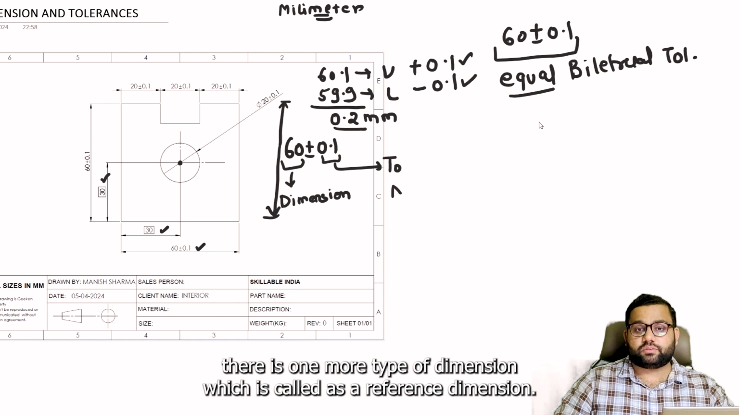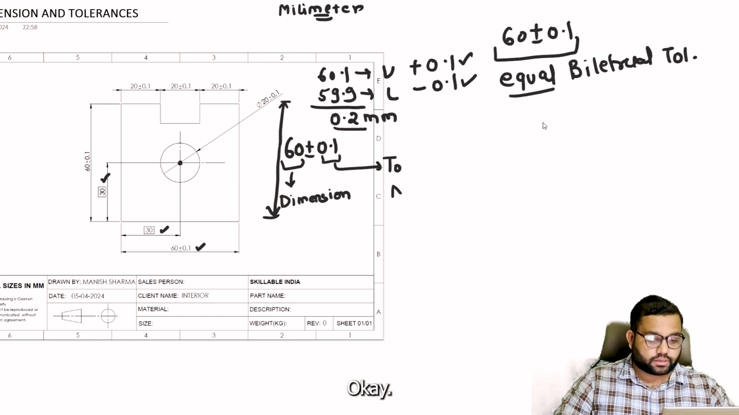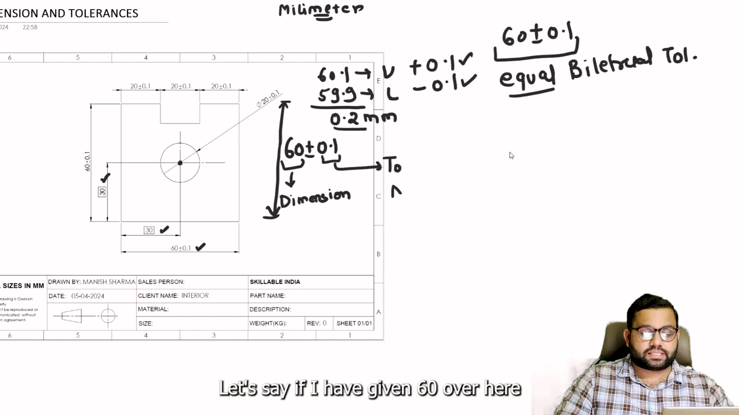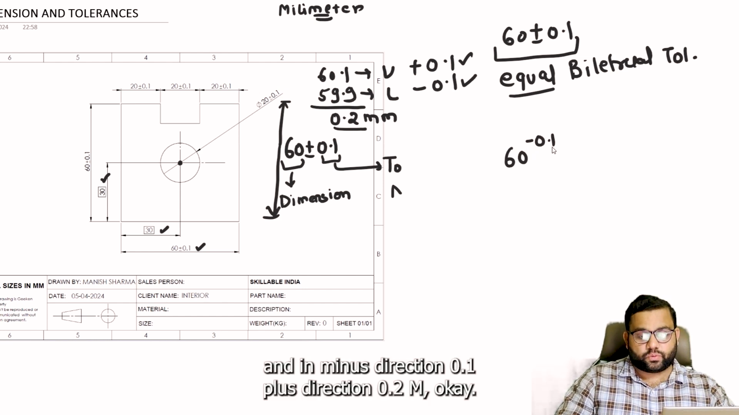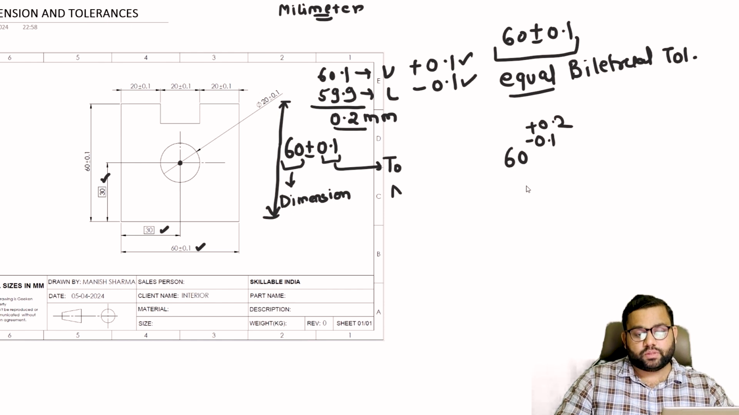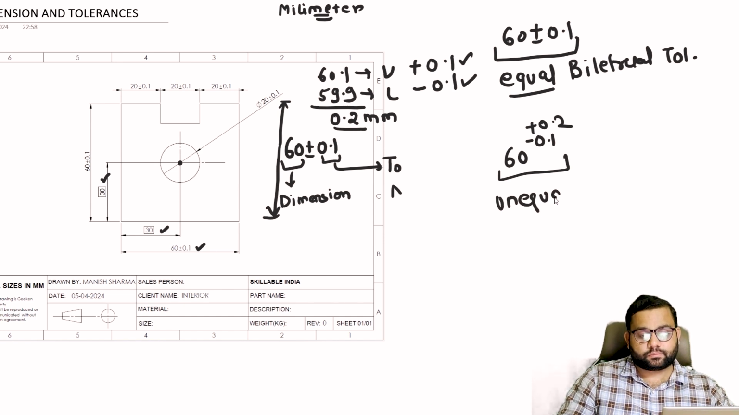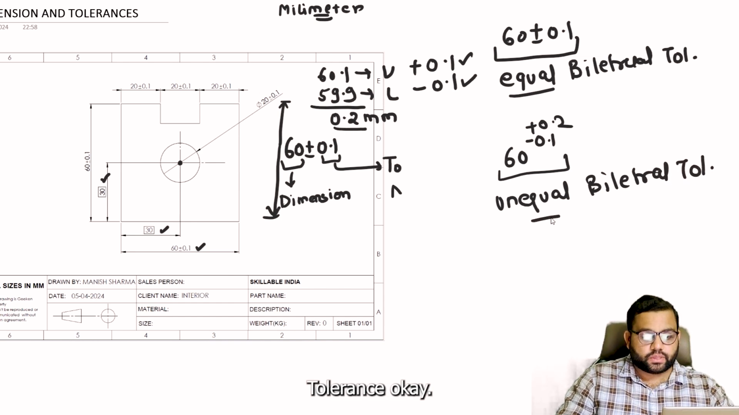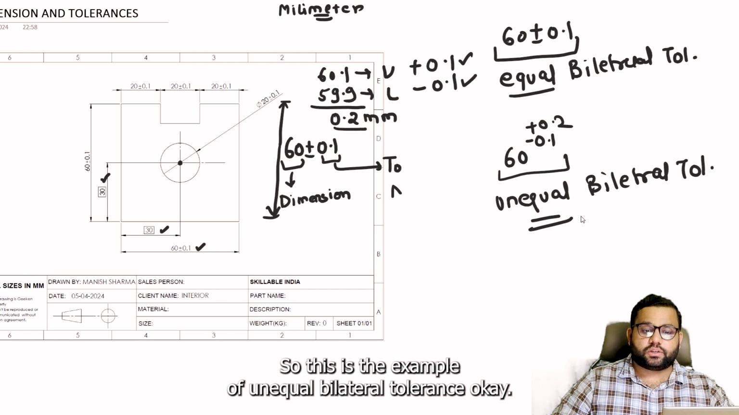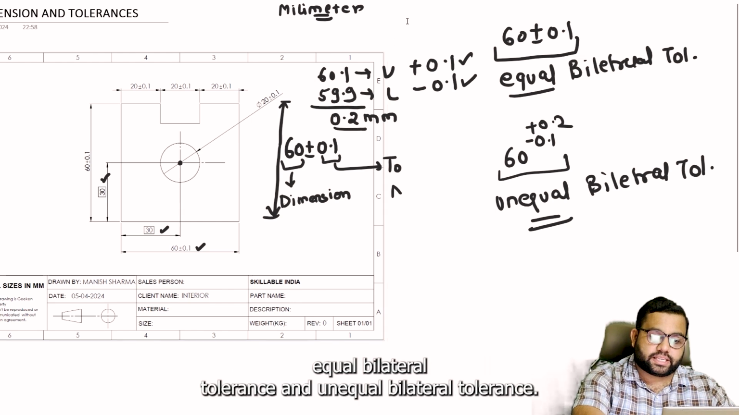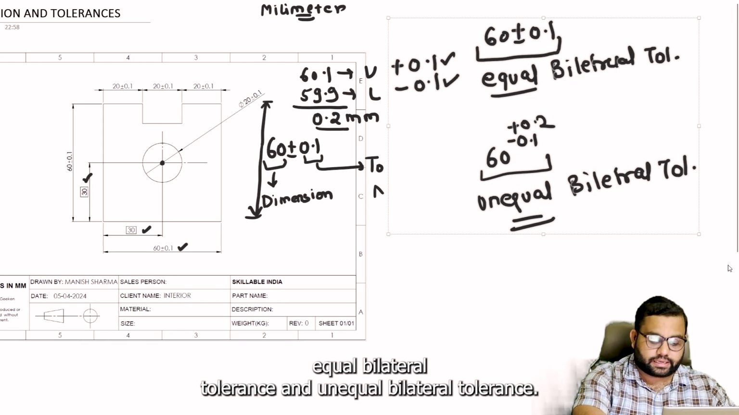There is one more type of dimension which is called a reference dimension. But before starting the reference dimension, one more tolerance is there. Let's say I have given 60 over here and in the minus direction 0.1 mm and in the plus direction 0.2 mm. In this particular case, this is the example of unequal bilateral tolerance. So these are the examples of unilateral tolerance, equal bilateral tolerance and unequal bilateral tolerance.